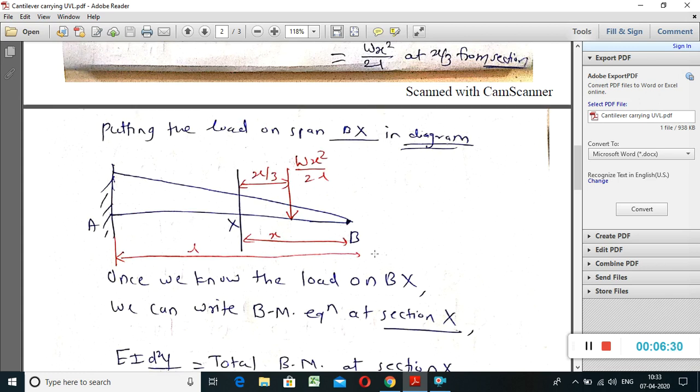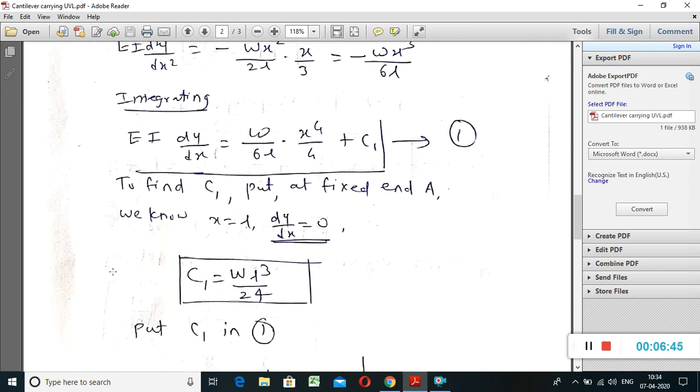So we can write that at x is L, there is no deflection as well as no slope also. So the slope equation will be, at x is equal to L, dy by dx is equal to 0. That is at the fixed end A. So the same is written here. To find C1, put x is equal to L and dy by dx equal to 0 at the fixed end.